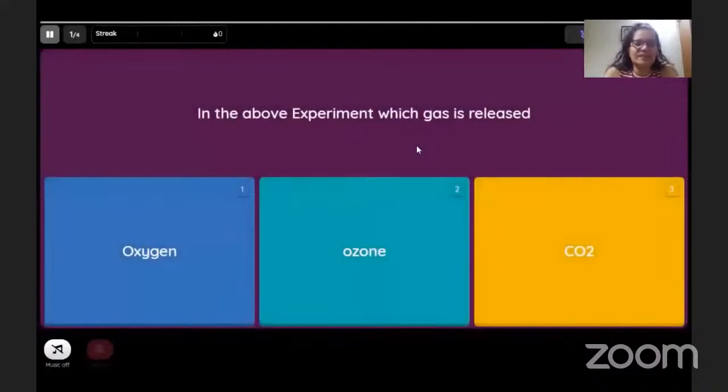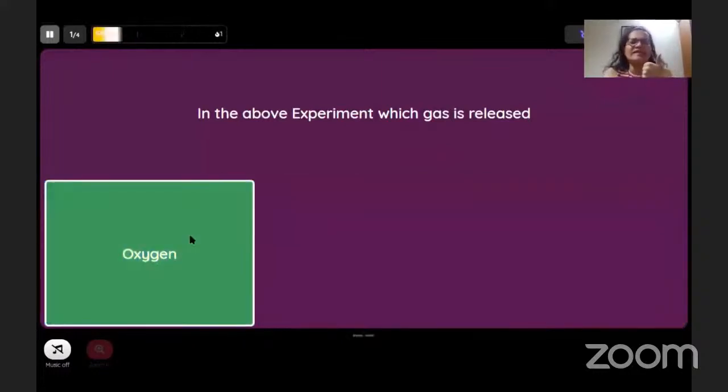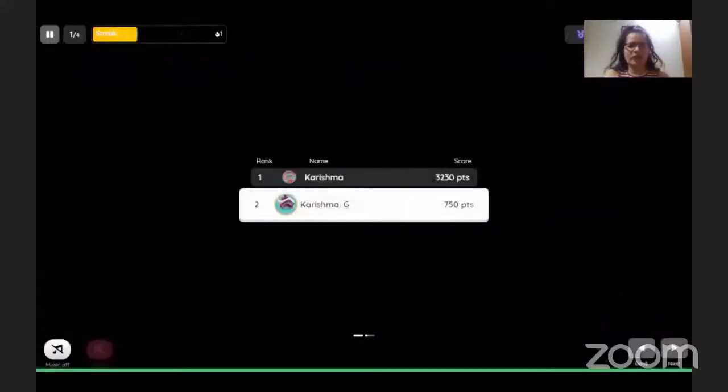Okay, in the above experiment, which gas is released? So the process in the above experiment is photosynthesis. In photosynthesis, carbon dioxide is absorbed and oxygen is released. So which gas is released? Oxygen. Ozone has nothing to do with it. So ignore it.